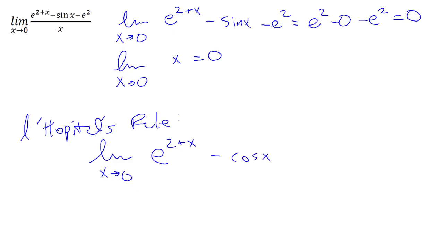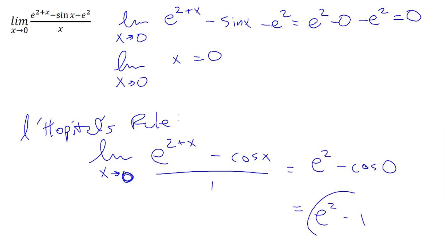The derivative of the minus e^2 is not minus 2e because, remember, e is a constant. So e^2 is a constant, so its derivative is 0. And in the denominator, we just have a 1, which we don't really need to write, but we'll keep it there for now. Evaluate this as x approaches 0, and we get e^2, or e^(2+x), minus the cosine of 0. And cosine of 0 is just 1, so we get e^2 minus 1.